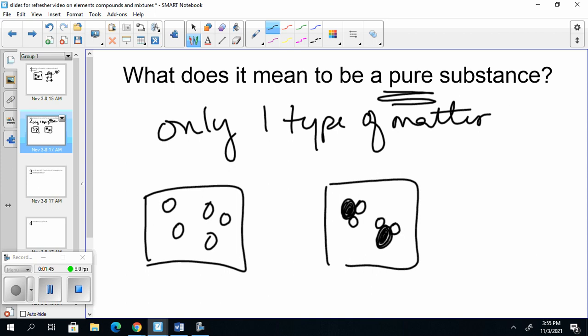Now, what's the difference between them? This one is an element because there's only one type of atom. This one has two types of atoms, but both of these molecules are water, which means it is a pure substance. So both elements and compounds are pure substances. They are not a mixture. Everything within them is the same.